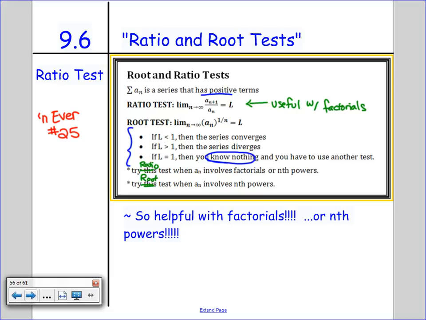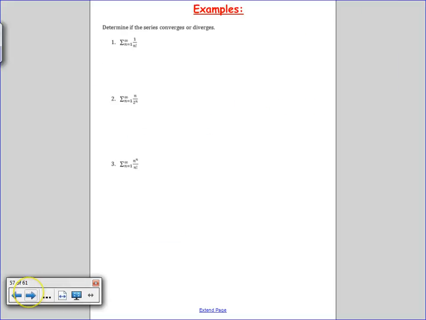Layla: When you mean nth powers, you're not talking about like the p-series ones, are you? No, not the p-series one. Like when n is in the power. Because p-series, it's n to the p. But what if you have like 3 to the n? Okay. Does that make sense? Yeah. Ready for examples?